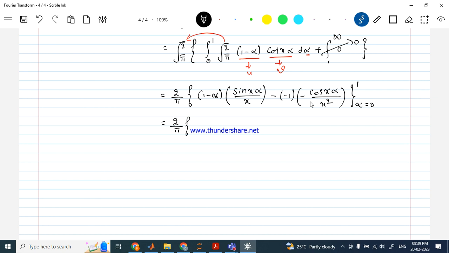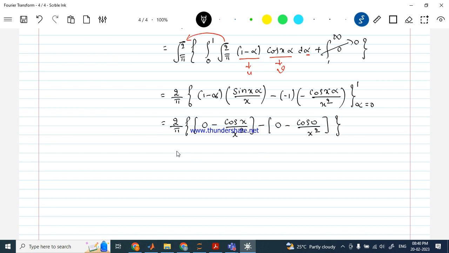For the upper limit, let me substitute the upper limit for this entire expression. Put alpha equal to 1, this becomes 0. Minus into minus into minus, that becomes minus. Put x alpha equal to 1, that gives cos x by x square. Minus, substitute the lower limit, alpha equal to 0. With alpha 0, sin 0 becomes 0. This is minus. Here if you put alpha equal to 0, this becomes cos 0 by x square. This is 3 negative signs.